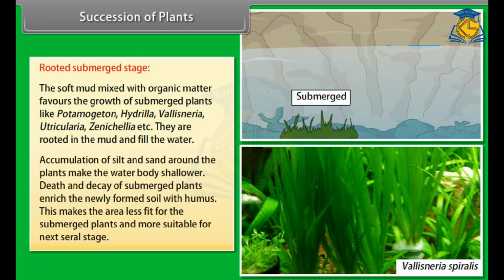Accumulation of silt and sand around the plants makes the water body shallower. Death and decay of submerged plants enrich the newly formed soil with humus. This makes the area less fit for the submerged plants and more suitable for the next seral stage.